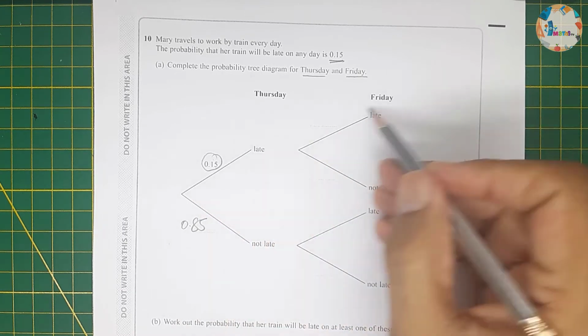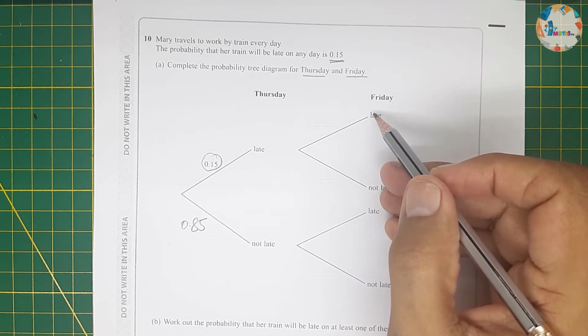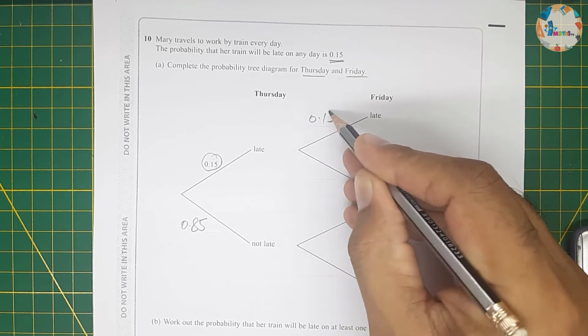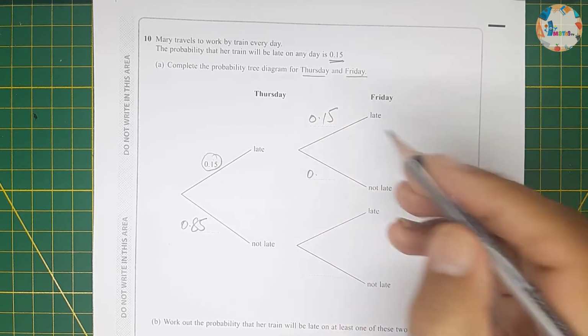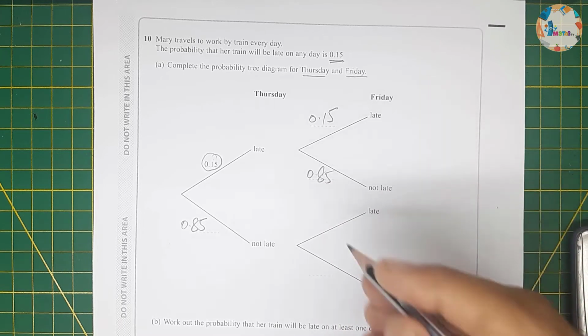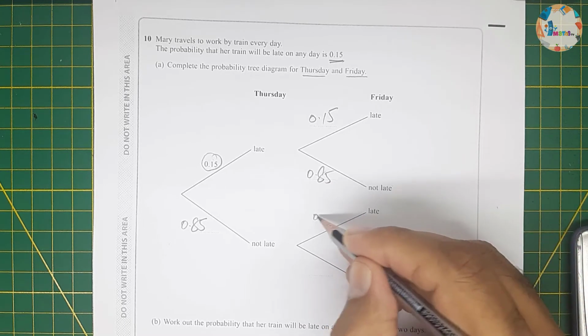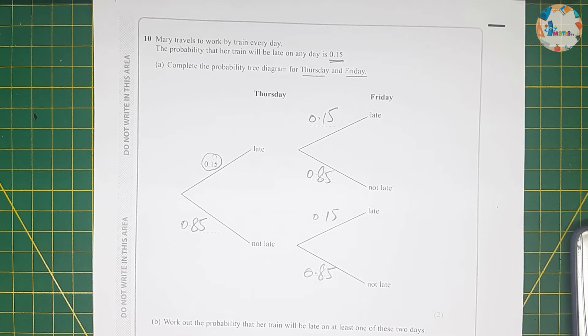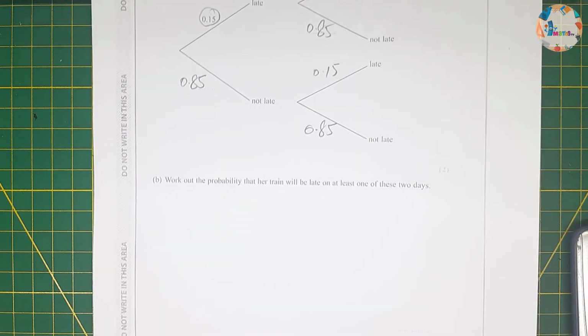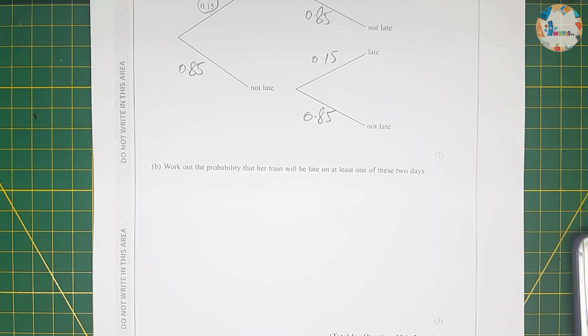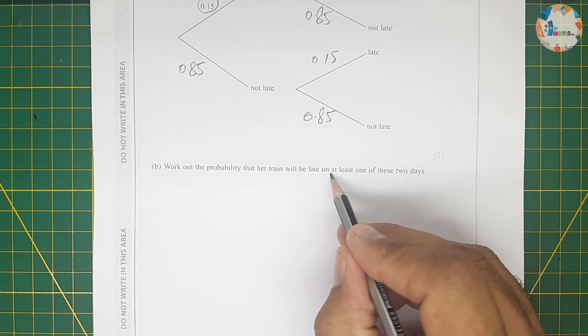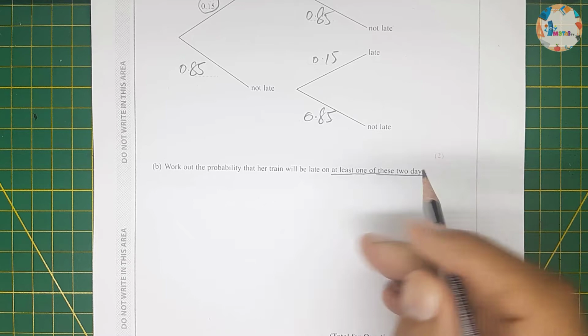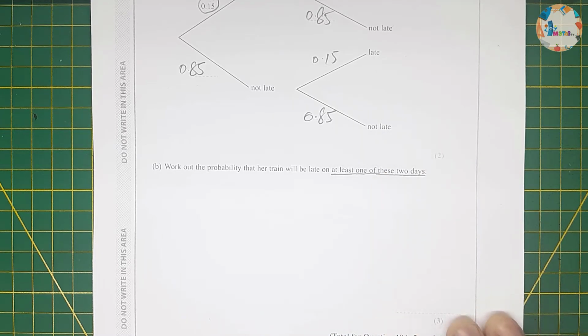Now if it is late, then this will again be 0.15, and this will be 0.85 for not late. And this will be late, so it will be 0.15 and this one will be 0.85. Now the probability tree which we were supposed to complete in part A, we have done. Now work out the probability that her train will be late on at least one of these 2 days. So late on at least one of 2 days we have to check.